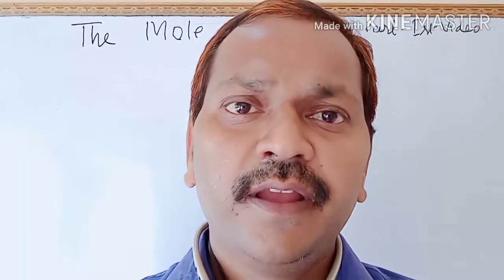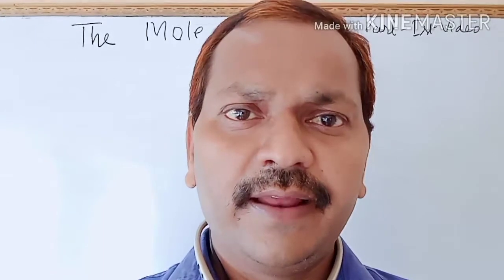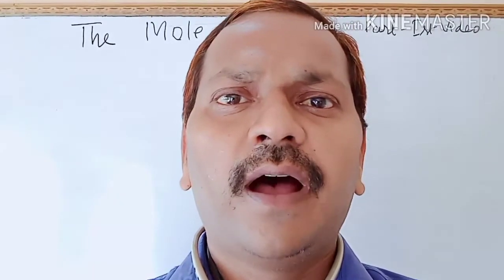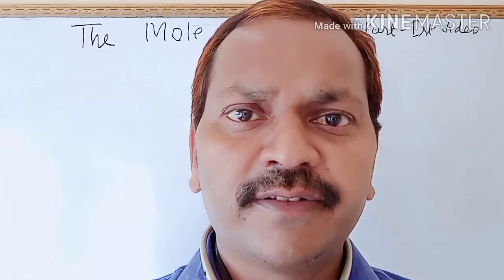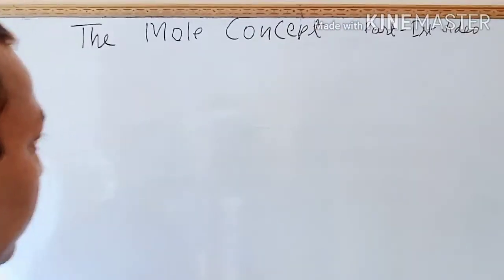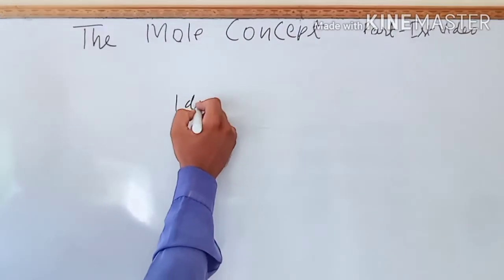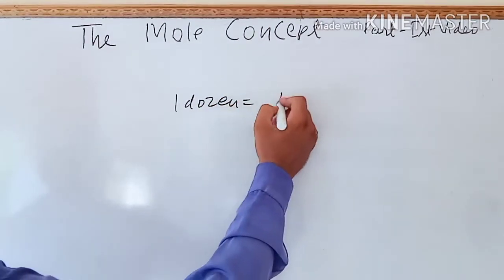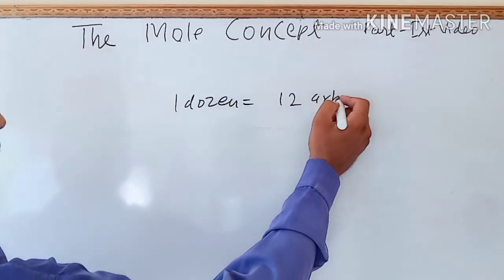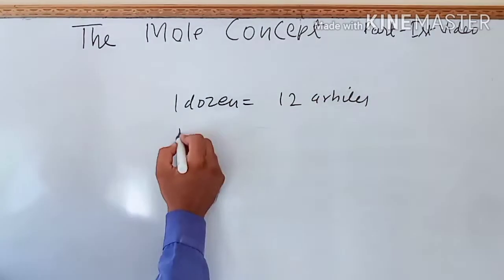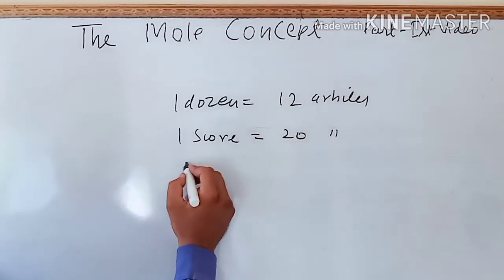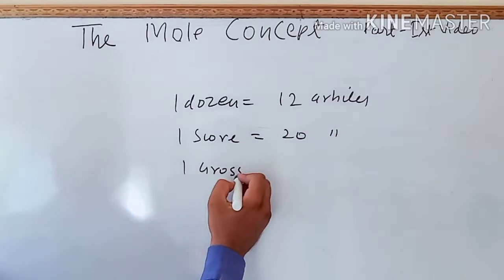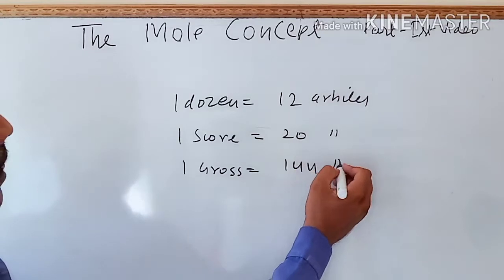Children, you all know what we do in daily life. We ask a shopkeeper, give me 1 dozen bananas. See, these are measuring techniques. What do we mean by this? 1 dozen is equal to 12 articles or objects, and one score means 20 articles. One gross is equal to 144 articles.